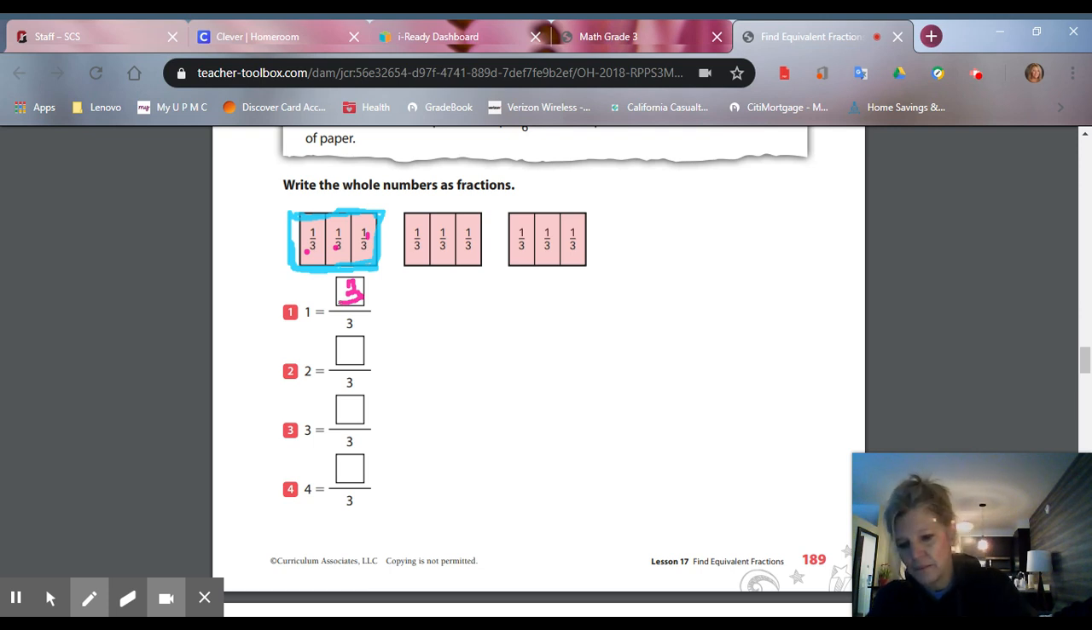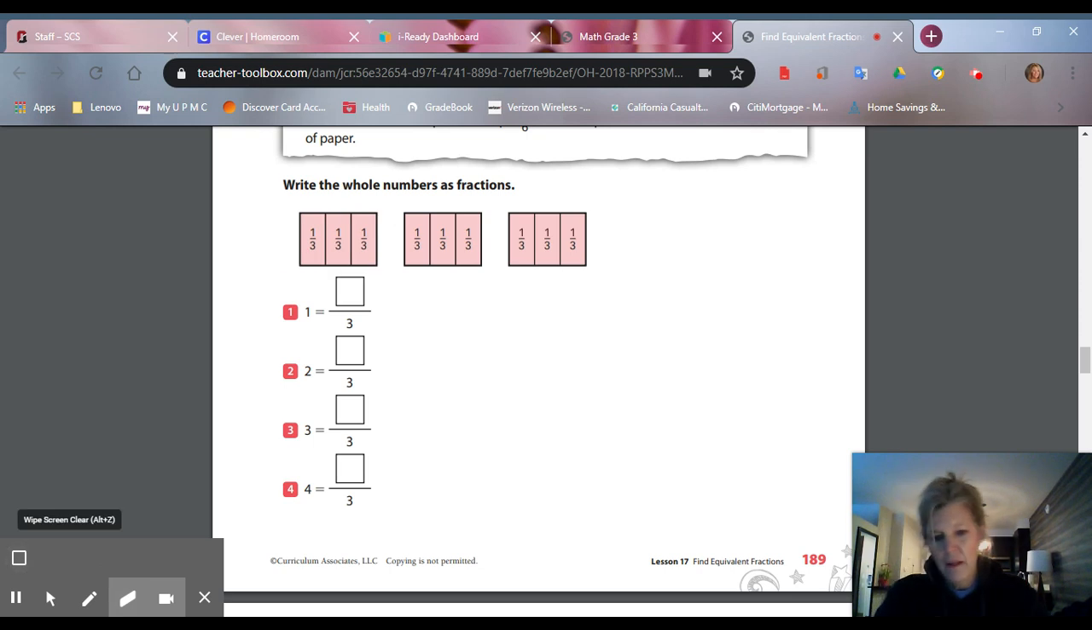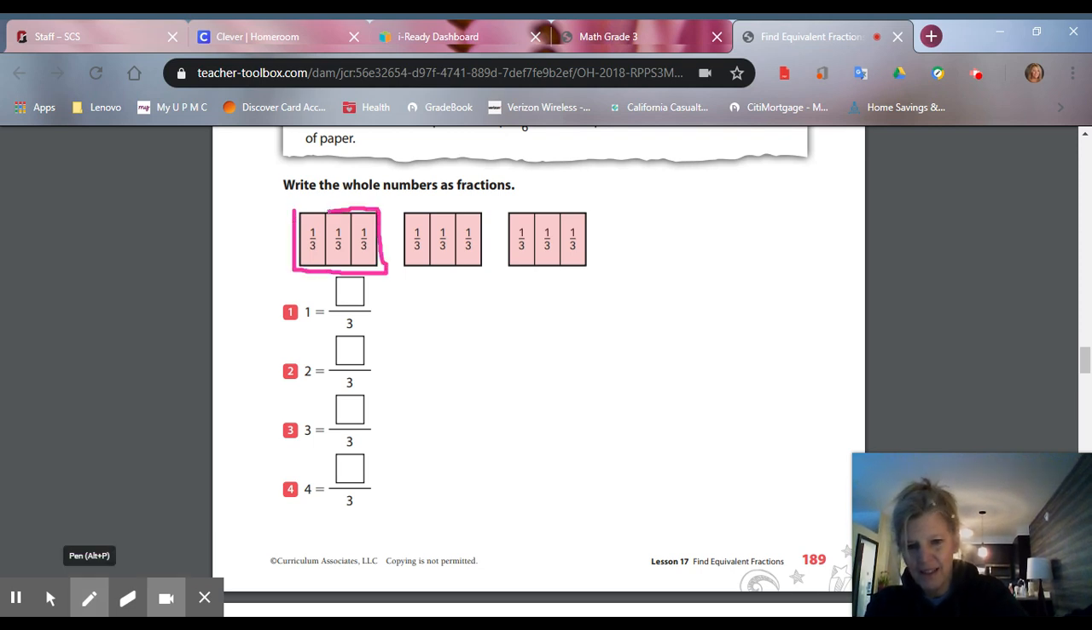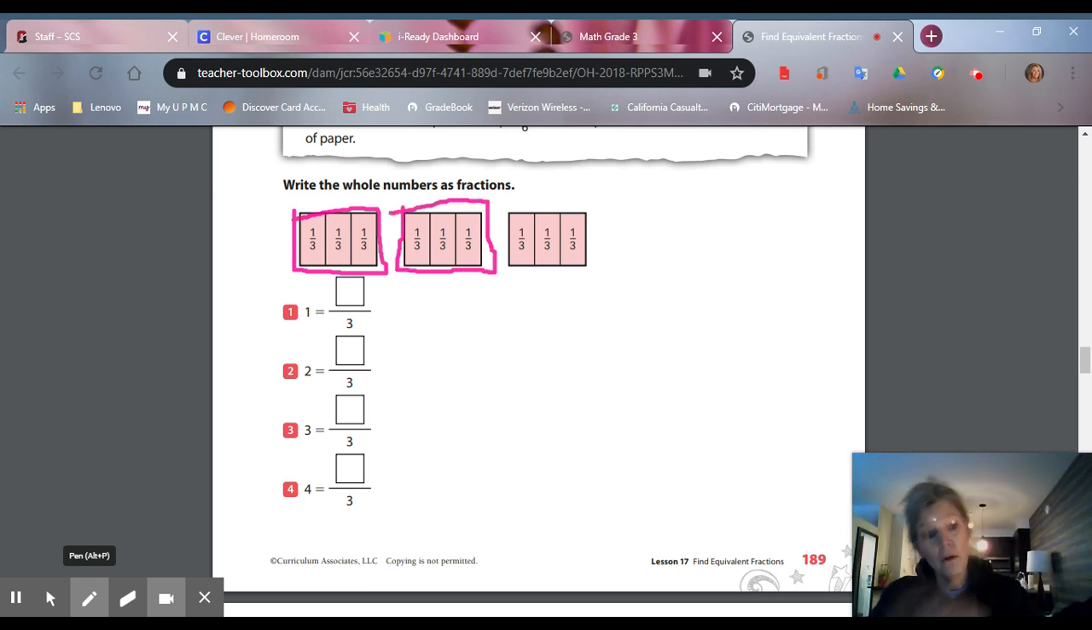Do the next one. 2 wholes is equal to how many thirds? So let's take a look at this sheet of brownies. I like brownies. And this sheet of brownies. So 2 whole sheets of brownies cut into thirds is how many thirds? Well, count them up. 1, 2, 3, 4, 5, 6. 2 whole sheets of brownies cut into thirds would be 6 thirds.